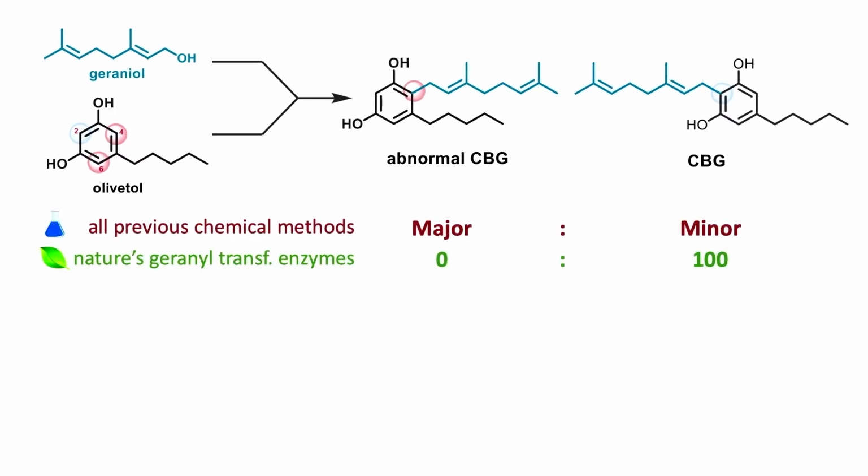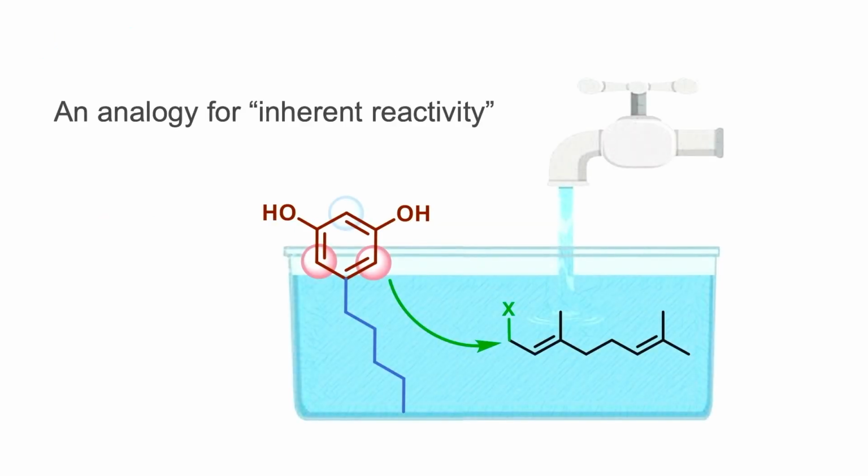And it turns out that inherently, abnormal wants to form, okay, in a lab, in a flask. Now, the enzymes in the cannabis plant do not have this problem, right? They're engineered to chaperone how these molecules come together. You never see any abnormal CBG. In the lab, you do. And this is an analogy that I sometimes use to describe this. Imagine that every molecule has a preferred way of floating, right? So CBG floats in this way, and therefore it can only react on the carbons that are submerged.